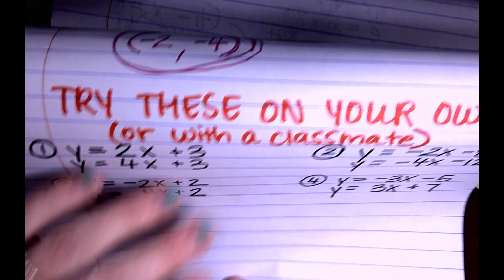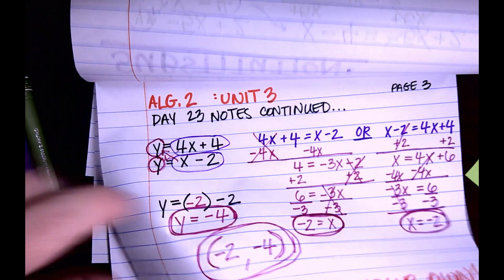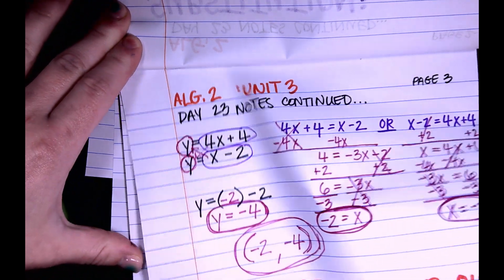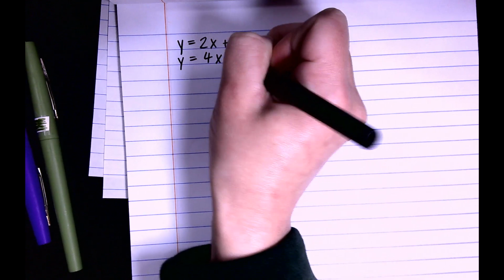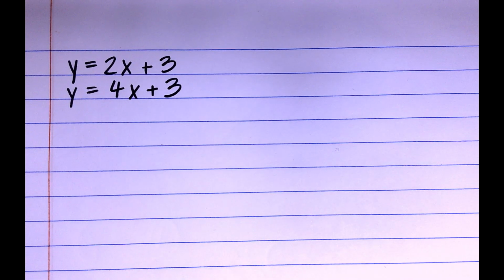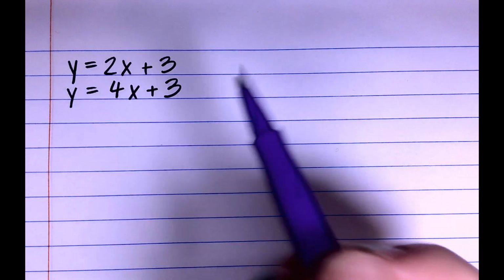Let's see. This first one was, let me just rip this out. Okay, we have y equals 2x plus 3 and y equals 4x plus 3. So we want to solve for x first. How do we start this? We're going to set them side by side, equal to each other.